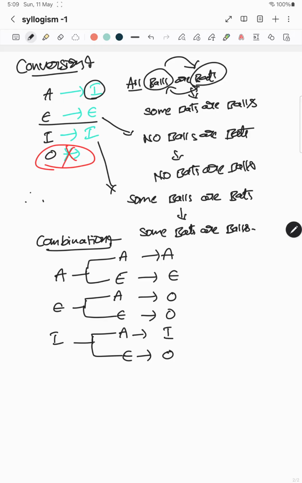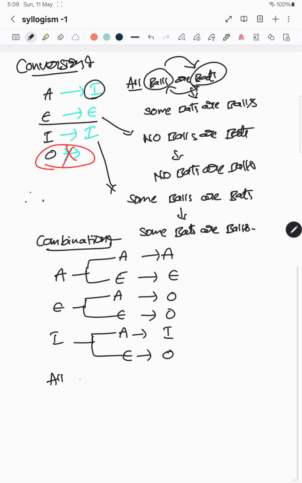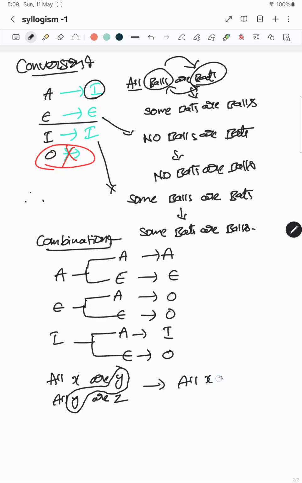So this is what the combination is. Suppose I tell you how it works. Now let us see. Let's take "All X are Y" mixed with A, meaning "All Y are Z". When mixing, the last element of the first proposition and the first element of the second proposition should be the same. So when it is mixed, what we get is "All X are Z", that is, A mixed with A, we got A.